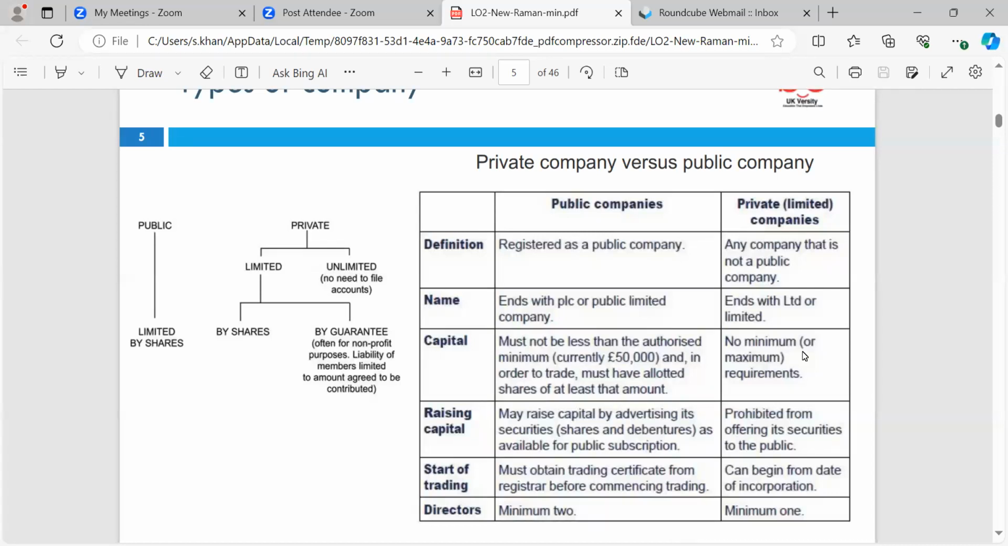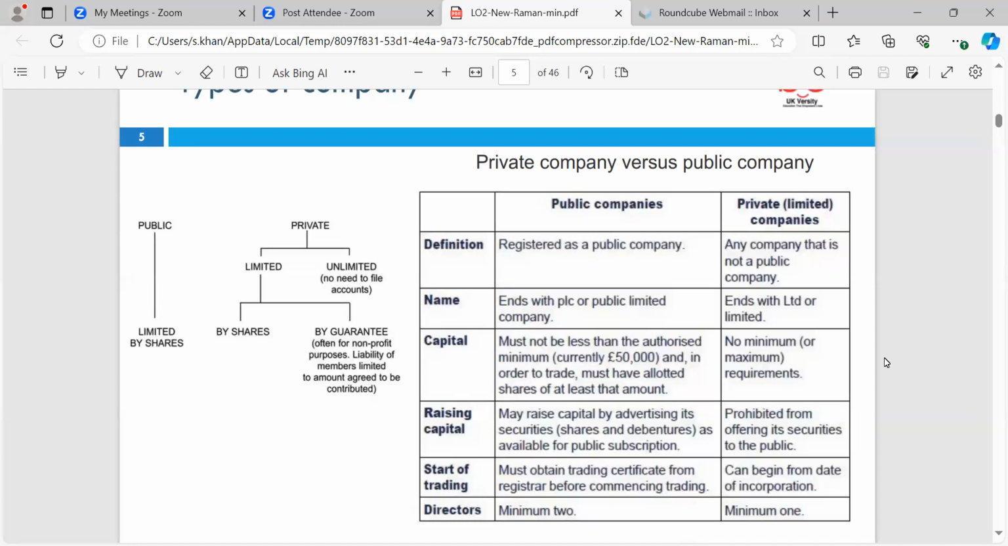The capital for a public company must not be less than the authorized minimum, currently 50,000, and in order to trade it must have allotted shares of at least that amount. And for a private limited company, there's no minimum requirement. Now, in regards to raising capital, a public company may raise capital by advertising its securities, shares and debentures as available for public subscription.